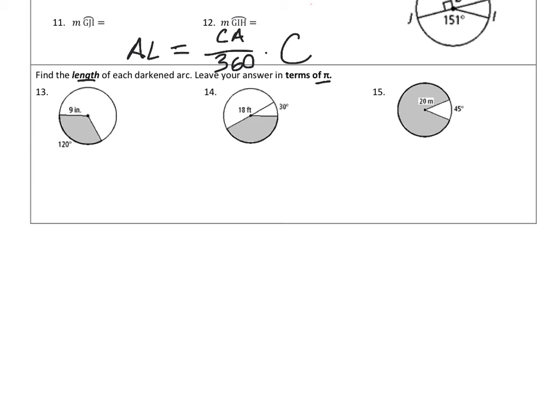Arc length is going to equal the central angle over 360 times the circumference, whatever that is. So let's get started. For the first problem, in my equation, I'm going to start with the arc, which I know is 120 over 360, and I'm going to multiply it by the circumference. Well, remember, circumference is actually 2 pi r. In this case, it looks like the radius is 9. So I'm going to do 2 times pi times 9.